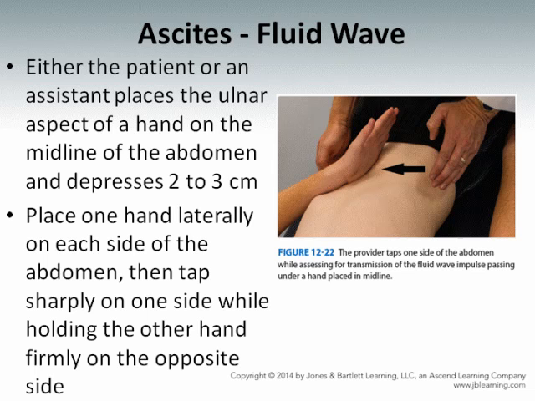In the fluid wave test, you can have the patient or an assistant, if you have them, place the ulnar aspect of the hand on the midline of the abdomen and depress 2 to 3 centimeters. Place one hand laterally on each side of the abdomen, then tap sharply on one side while holding the other hand firmly on the opposite side.